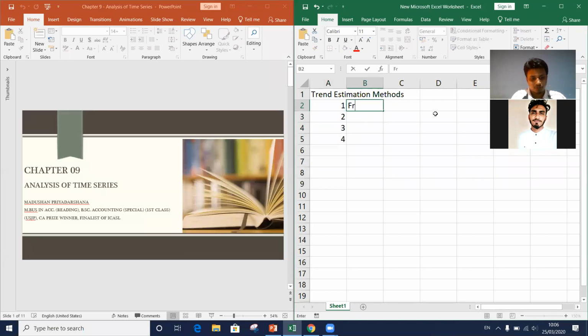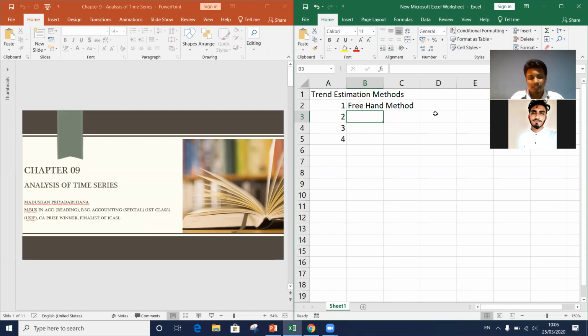The first method was freehand method, right? These are the 4 ways where we can estimate the trend, or in other terms, how we can draw the trend line. In freehand method, can you remember how we have drawn the trend line? Based on personal judgment and on the observations, we can draw the trend line, and therefore we can estimate the future amounts.